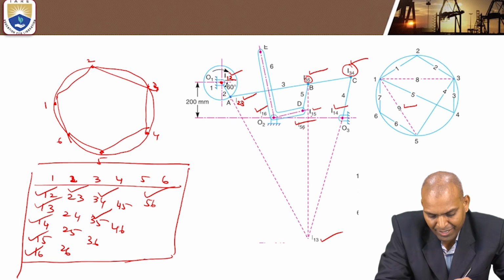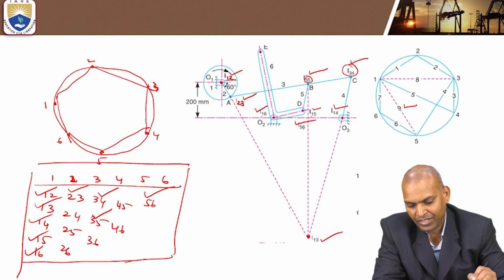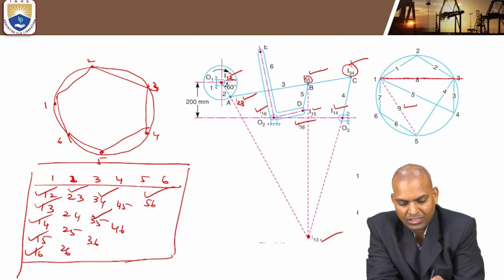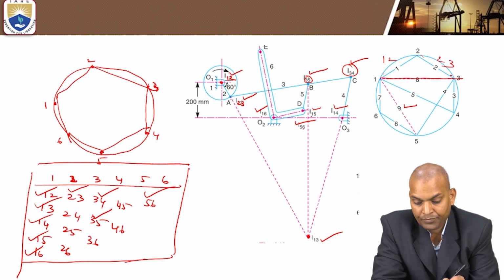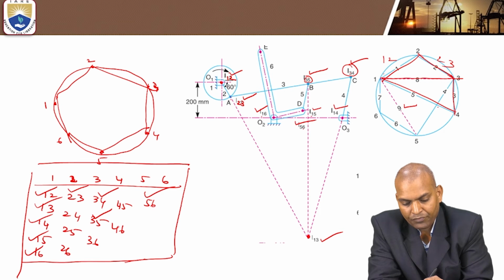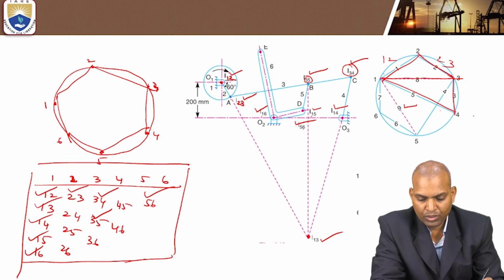So why is this combination 1, 3 mixed with all the things? This 1, 3 is a combination of 1, 2 and 2, 3. And 1, 3 also comes under 1, 4 and 2, 4, and 1, 4 and 3, 4.